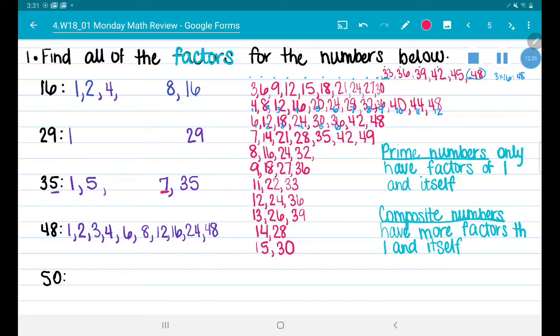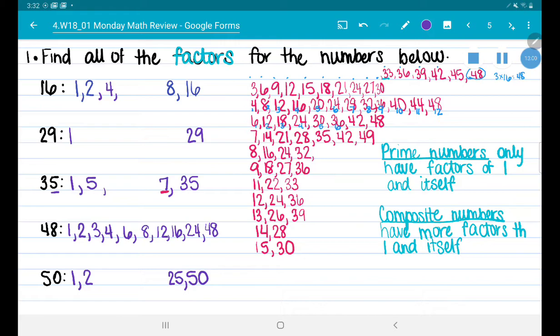All right, our last number to find the factors is going to be 50. I know 1 and 50. 50 is even, so 2 will be a factor. I can split 50 in half. If I had 2 coins to equal 50 cents, each of my coins would be worth 25 cents.